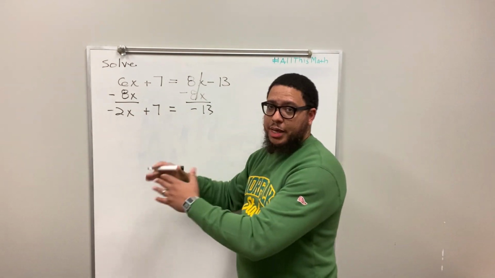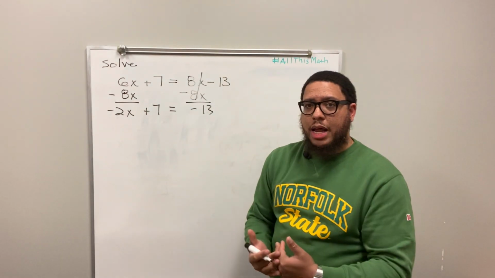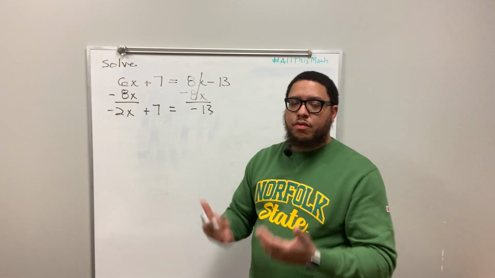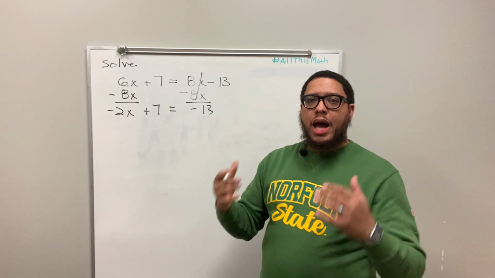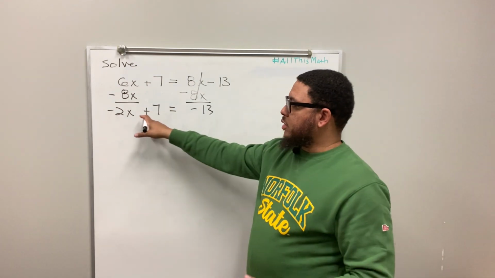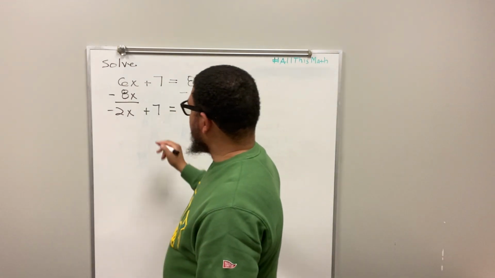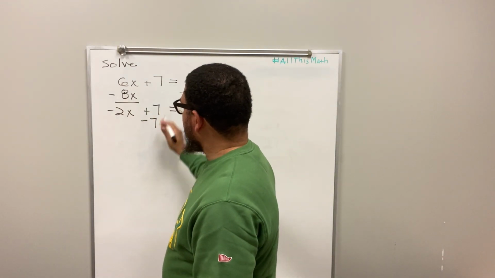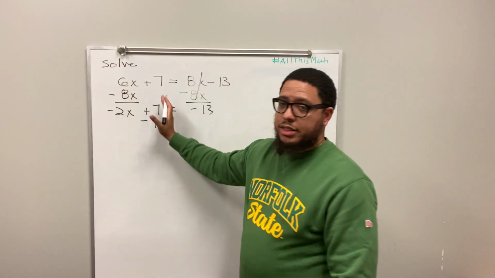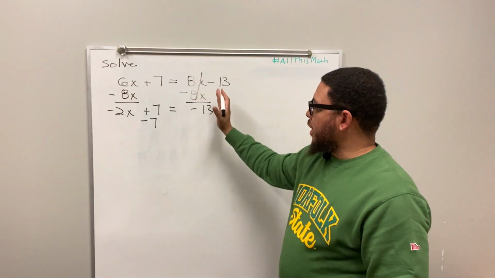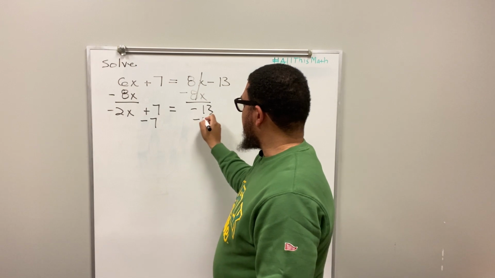Right now, this 7 is being added. So we need to apply the opposite operation. Whenever we want to get rid of things, when we're solving equations, we do the opposite operation. So what's the opposite of adding 7? Subtracting 7. So we're going to do minus 7 right here. And again, it's about balance. So if I subtract 7 on the left, I'm also going to subtract 7 on the right. So now I got minus 7 over here.